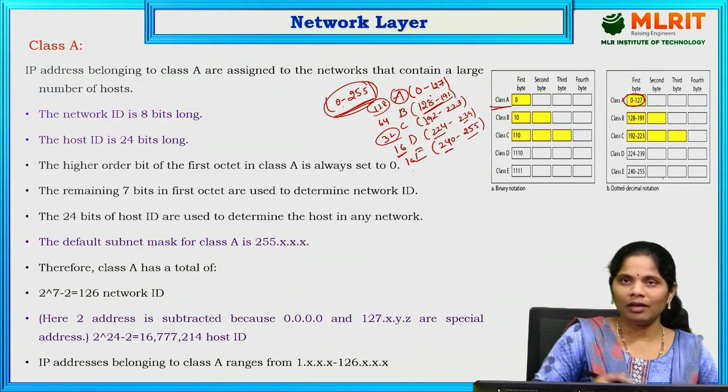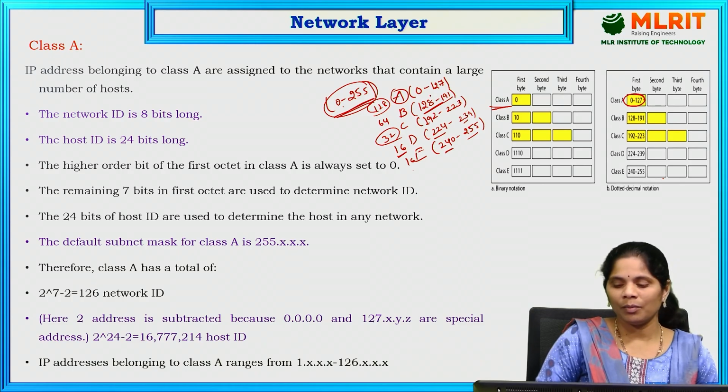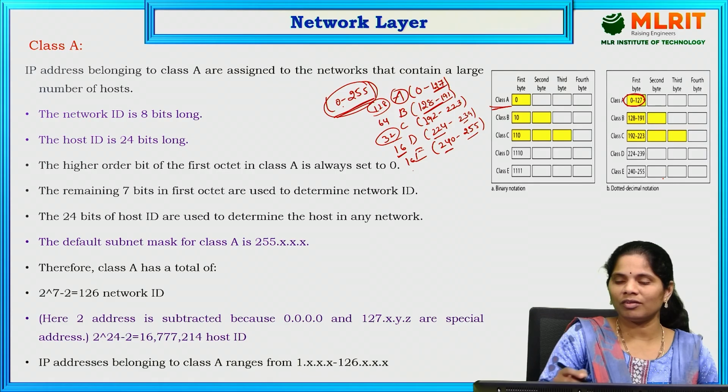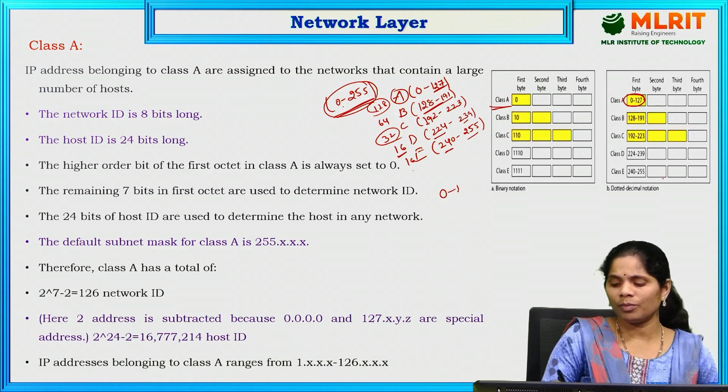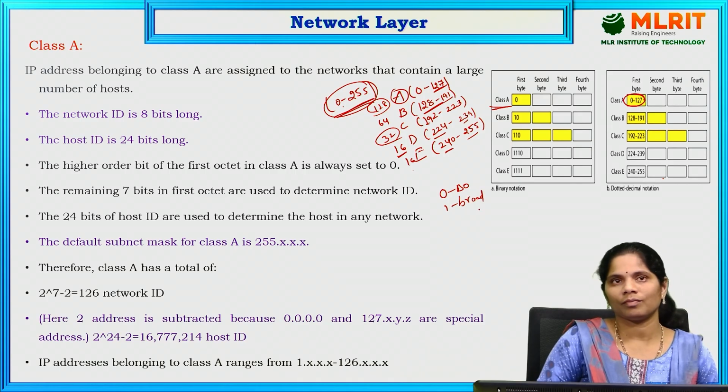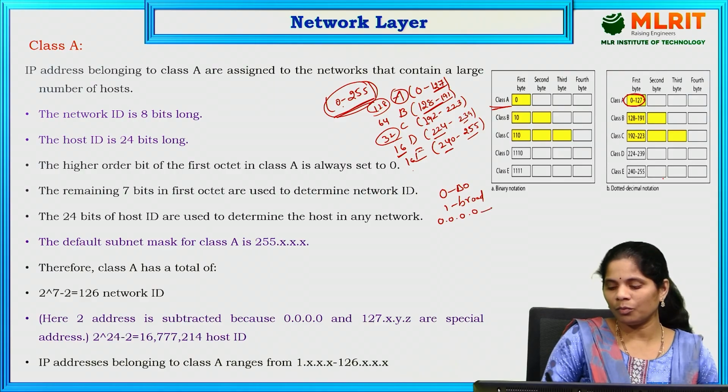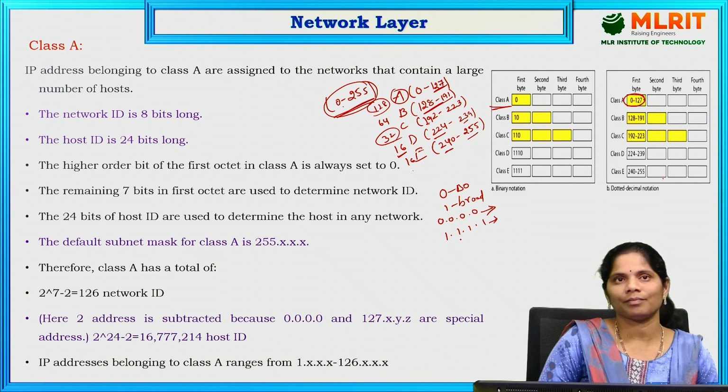So class A is 0 to 127. Previously we said 127 is used for what purpose? The loopback function. 0 is used for booting purposes, and all ones are used for the broadcast address. All zeros, 0.0.0.0, is used for booting, meaning the starting of the system, and all ones can be used for the broadcast address.